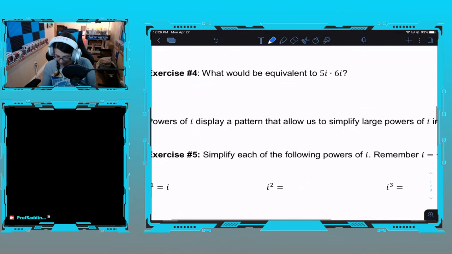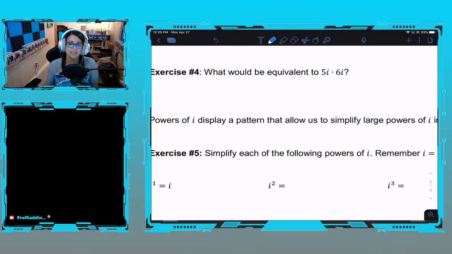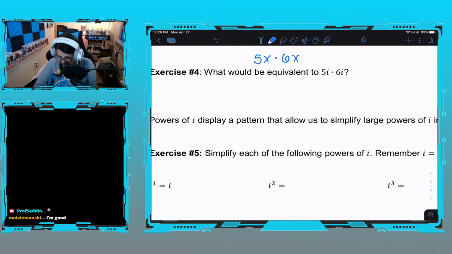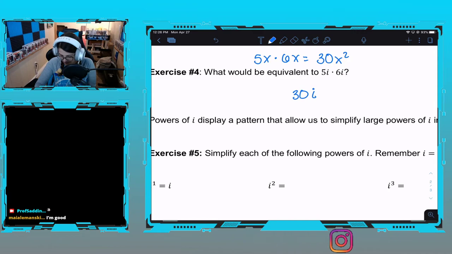So, what would be equivalent to 5i times 6i? So this is going to be very similar if I would have asked you what is, thank you, Maya, 5x times 6x. So let's kind of write that here. 5x times 6x, you would say 30x squared, right? Nothing too earth-shattering there. It's going to be a similar process for this. We are going to get 30i squared.